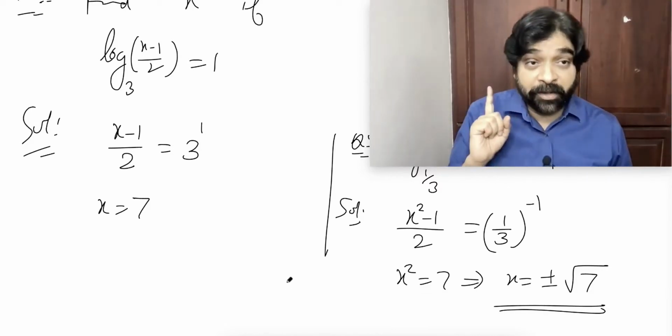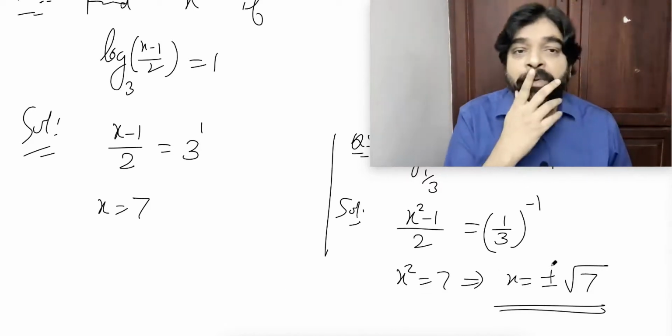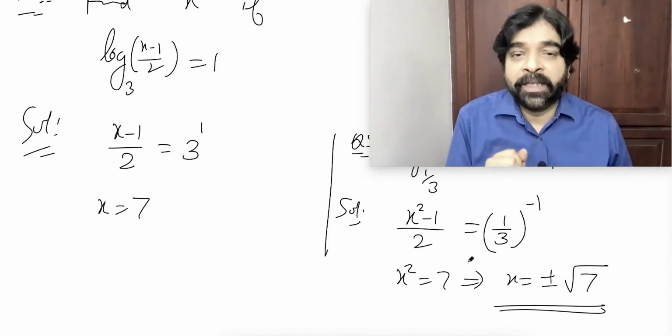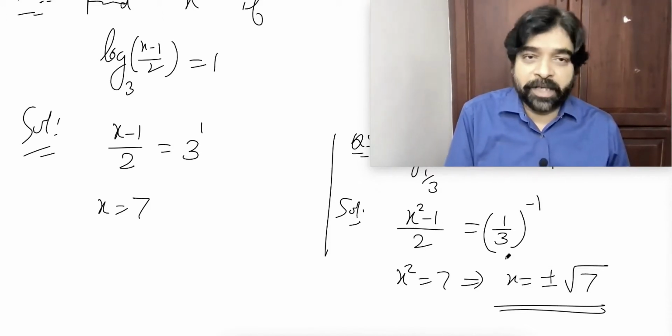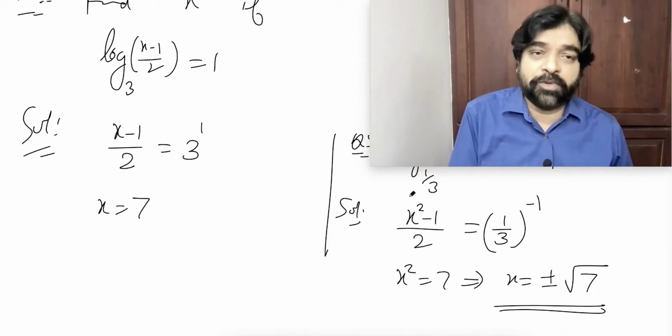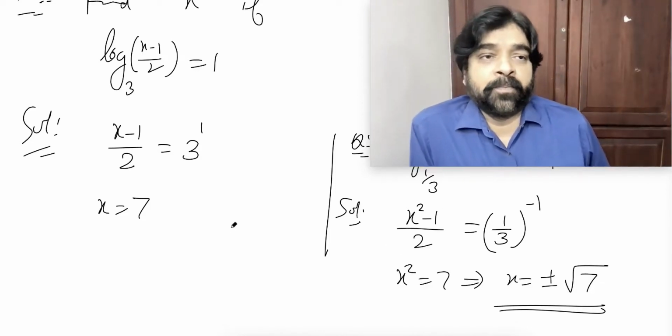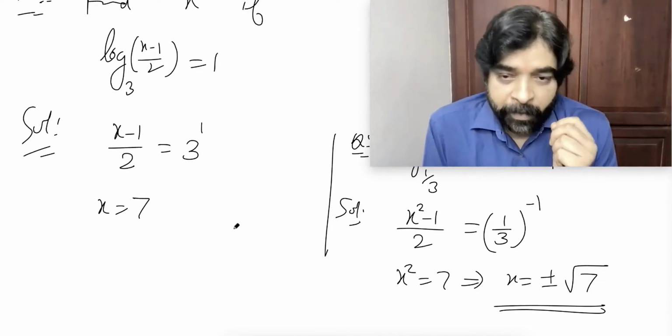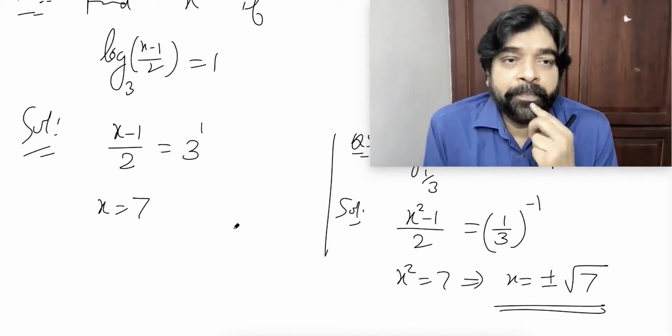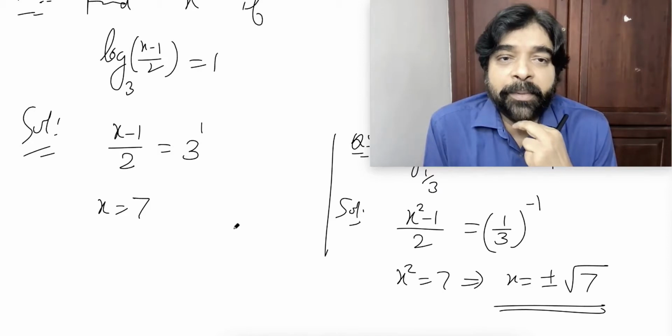Again, don't get confused. Sir, x cannot be negative? X can be negative. This part should be positive, and of course x equal to minus root 7 or plus root 7, this will always be positive. Is it clear to everybody?